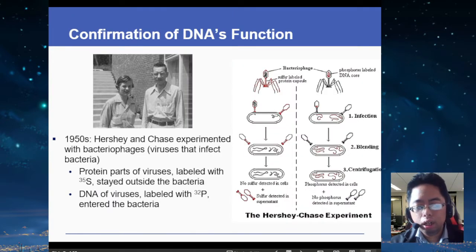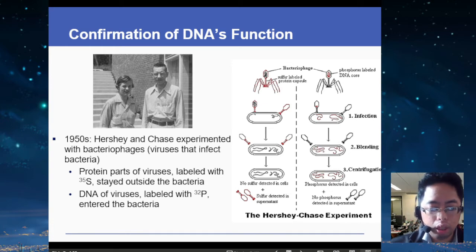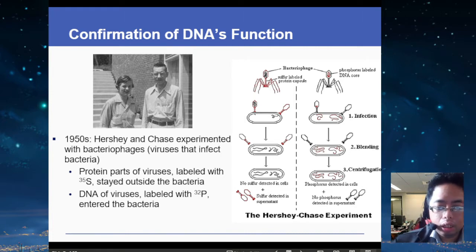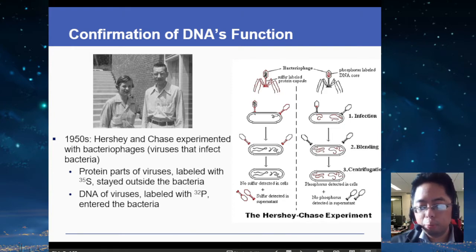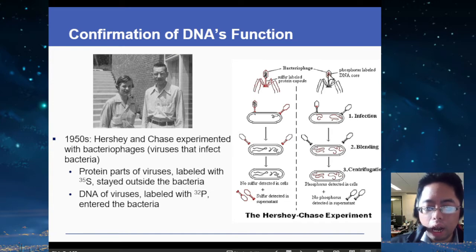Confirmation: Hershey and Chase, in 1950, experimented with bacteriophages. Bacteriophages are viruses that can infect bacteria. In this experiment, they labeled sulfur with a radionuclide. Sulfur is 32, right? If you put in radioactive sulfur, it is a little bit heavier. 35S means that you can detect it with radioactivity. And then the DNA has phosphorus, so they tagged the DNA with a heavier phosphorus, which is 32P.